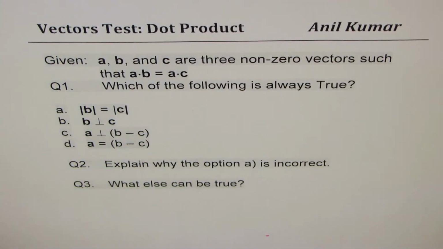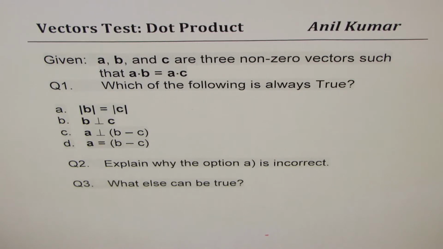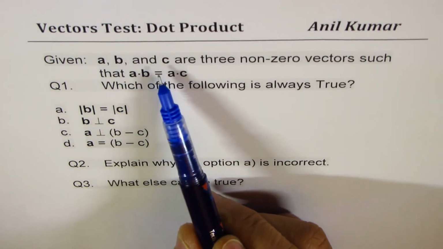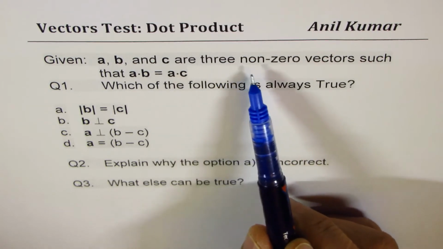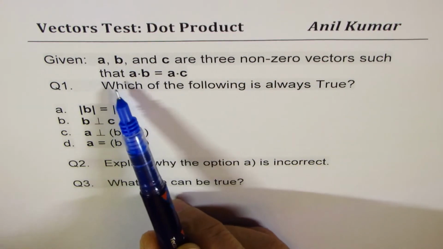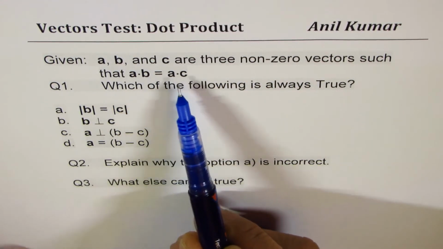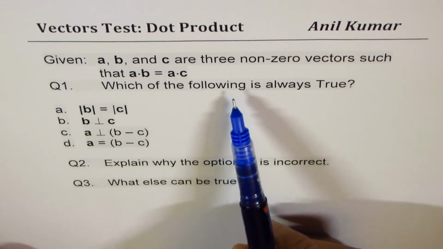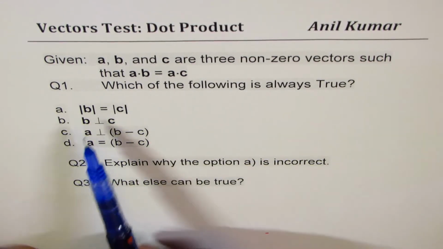Now here is your first test question. Now we'll talk about many concepts relating to dot product with the help of this particular test question. We are given A, B, and C are three non-zero vectors such that A dot B is equal to A dot C. Which of the following is always true?